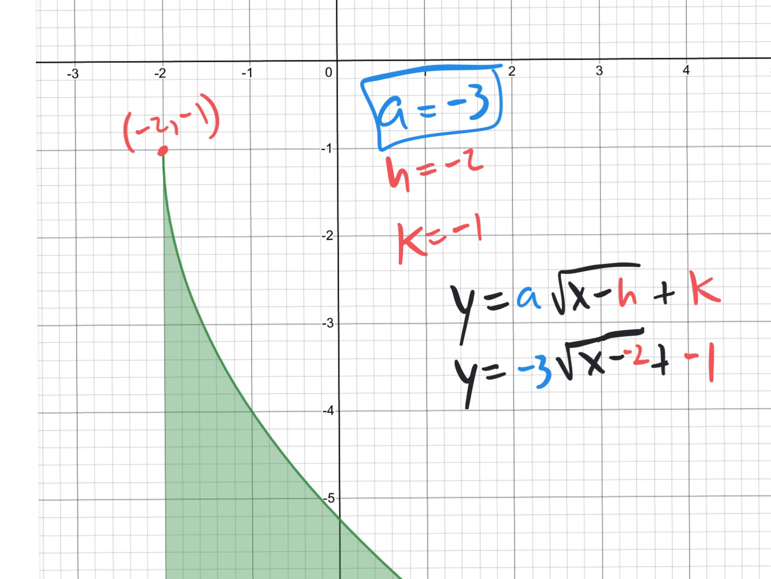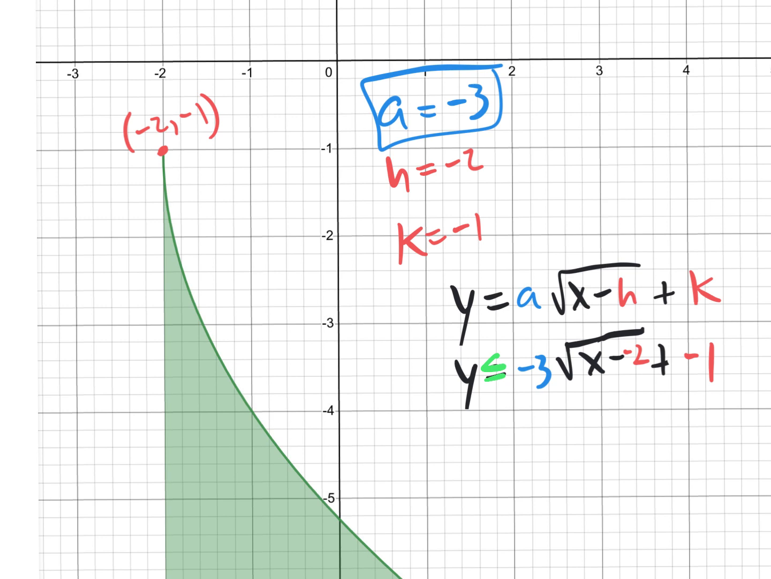And yes, you're right. This is not an equal sign. This is what kind of inequality? Less than, because it's shaded below, and less than or equal to, because that is a solid graph. If it were a dotted line right there, then it'd just be a less than. But because it's solid, it's going to be a less than or equal to. So this should be a less than or equal to right there.